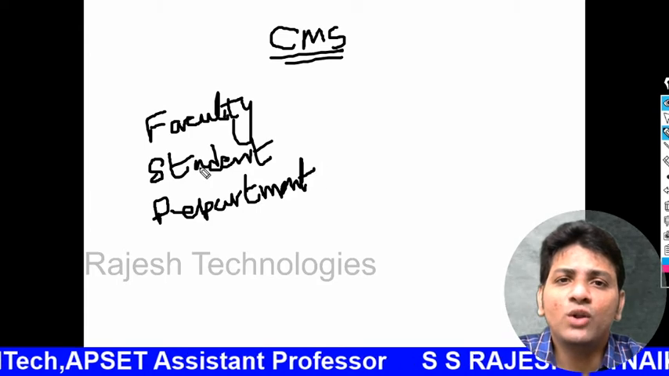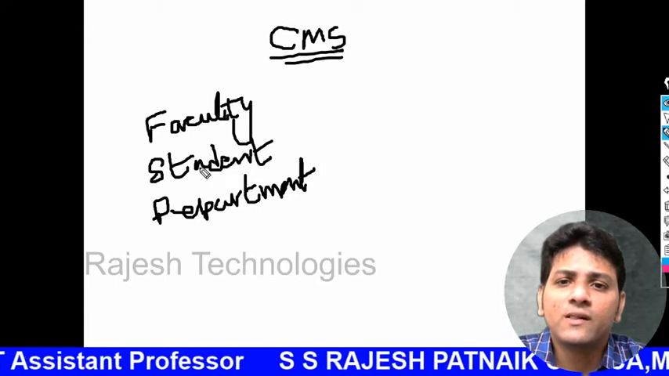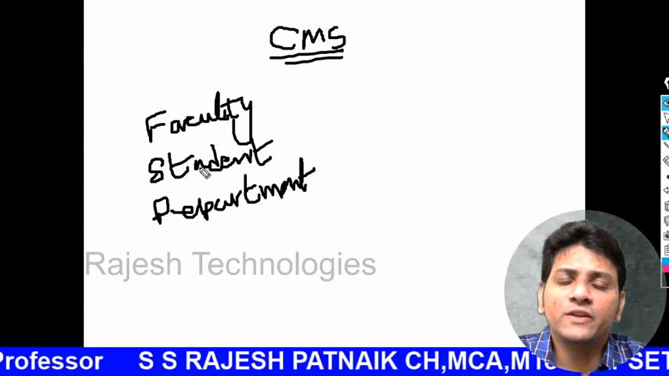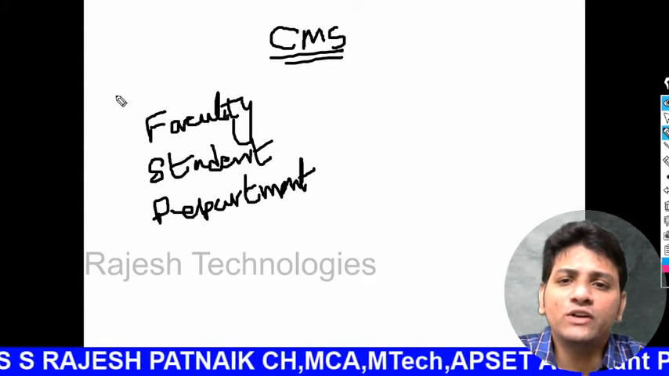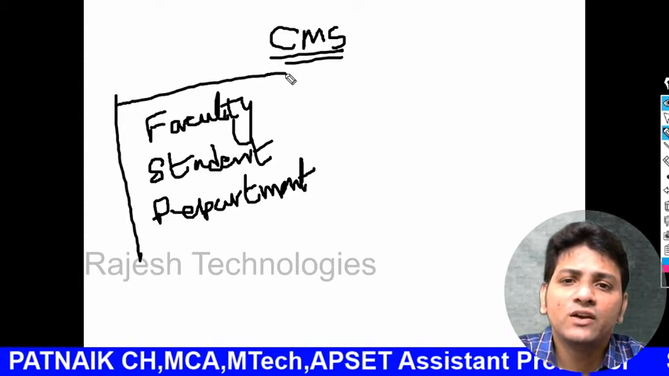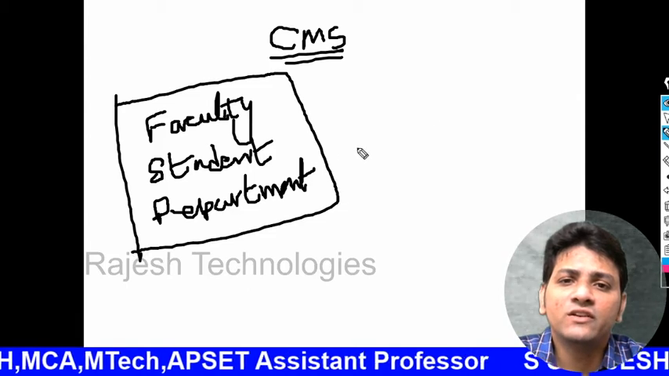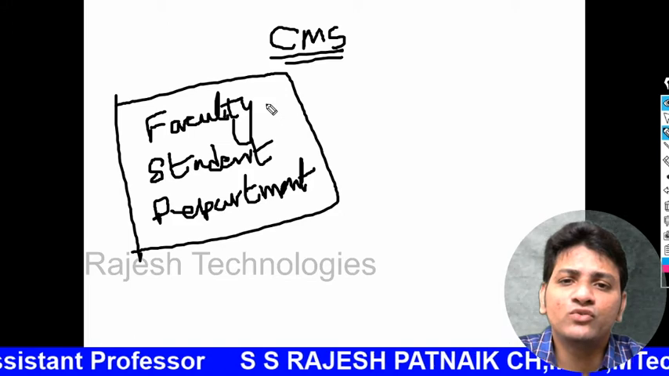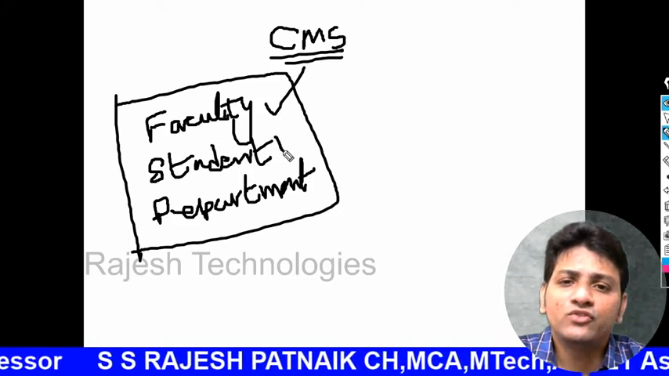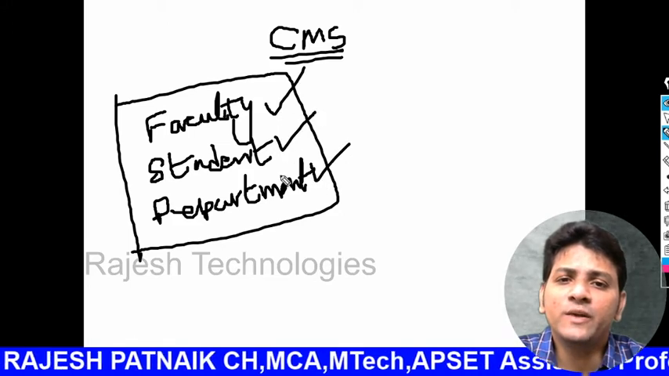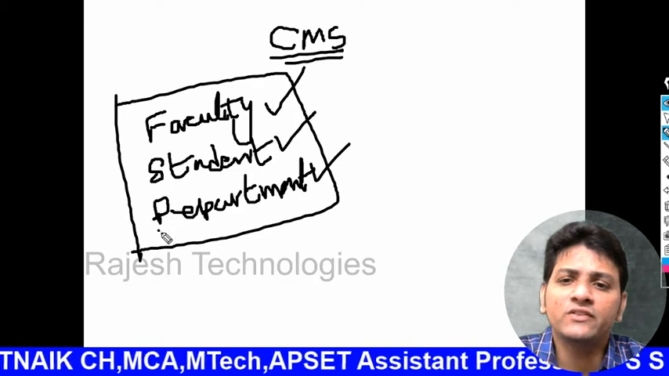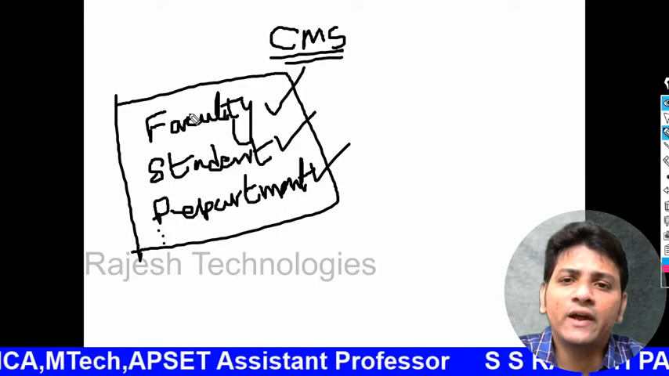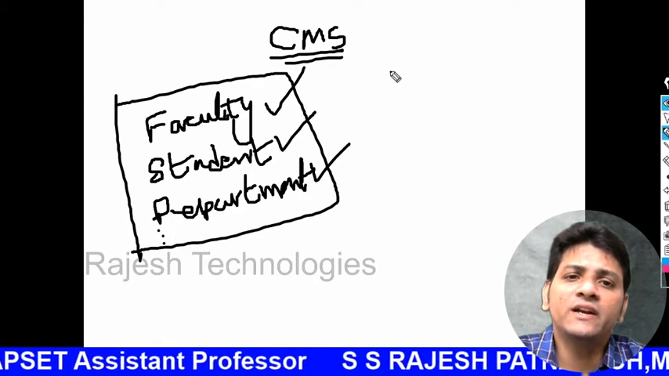There are lots of entities. So if I want to develop a project using C language, I need to declare the variables for these: faculty, student, department, every entity. How many entities are there? I have to write all the related attributes.